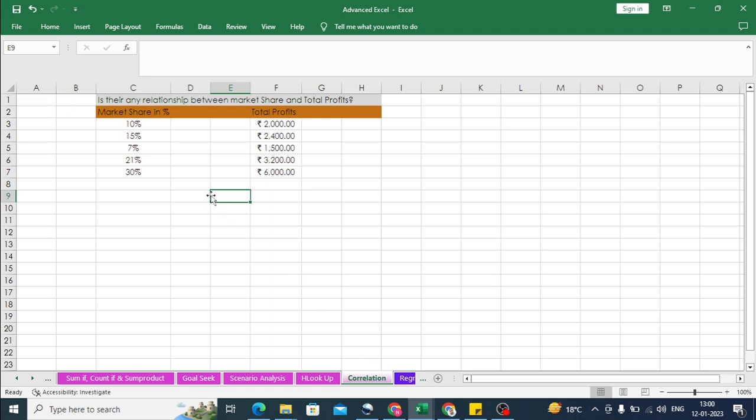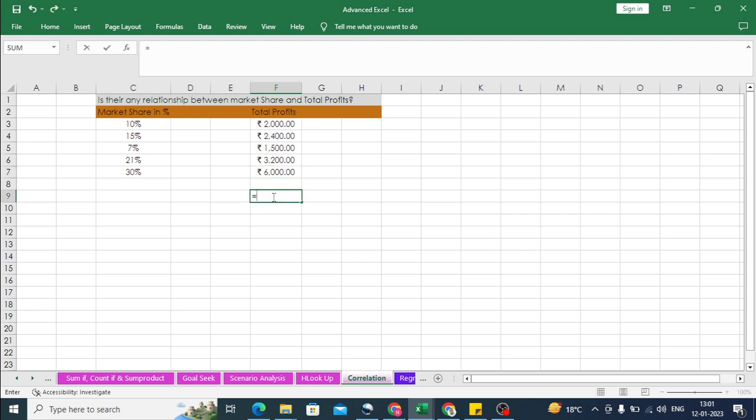So let's apply correlation to this data. The question we are looking to solve is: is there any relationship between market share and total profits? So over here we have a company's market share, and over here we have the total profits earned by the company. And the question we have to answer is: is there any relationship between market share and total profit? Like, is it so that when the market share increases, the total profit also increases? Such kinds of questions do come to mind. So we can use the correlation function to find out what kind of relationship exists between market share and total profit.